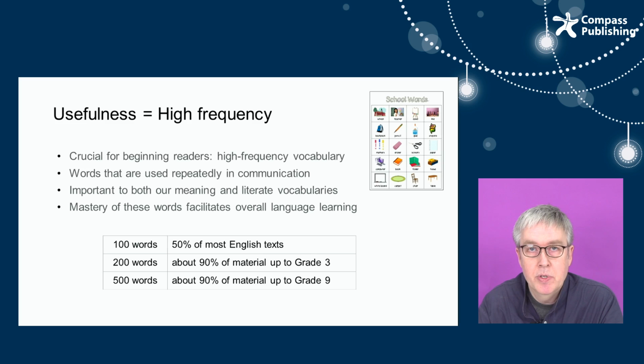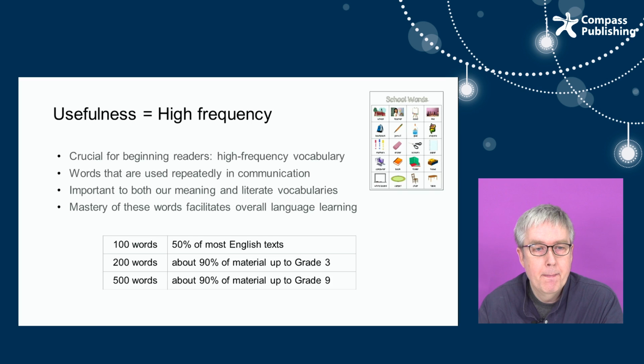So again, from Paul Nation, I got these statistics. If they have just 100 words, they understand about 50% of most English texts. And with the next 200 words, they have about 90% of the material up to the grade 3 level. And if they have 500 words, they have about 90% of the material up to grade 9. So you can see that frequency is a good benchmark for how useful words are for students to learn. And there are lists on the internet that you can find, there's even one on Wikipedia for the most frequent 100 words, 200 words, 300 words.